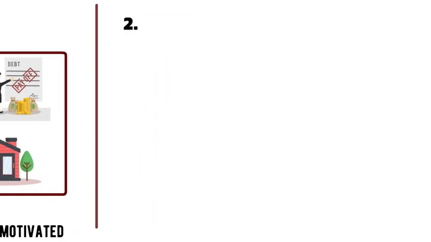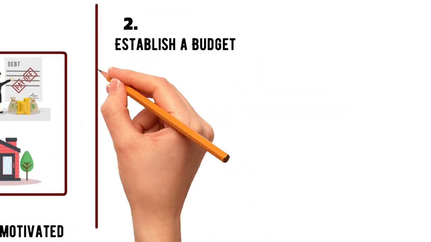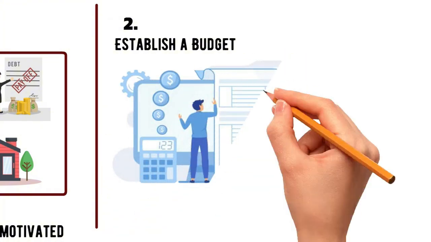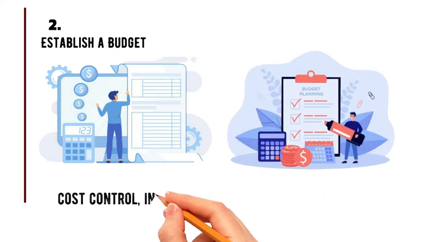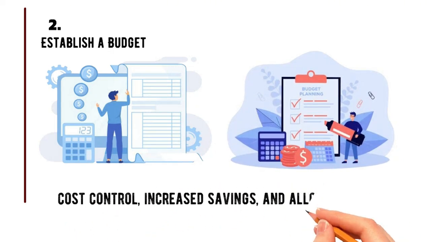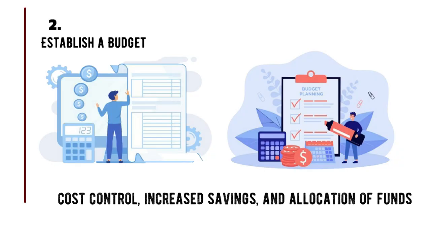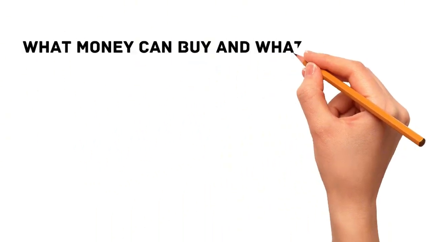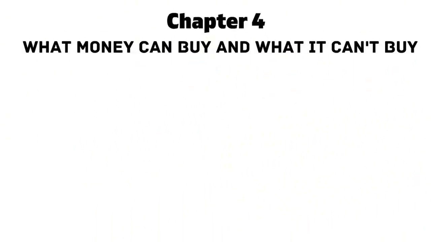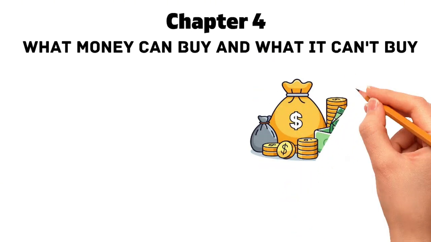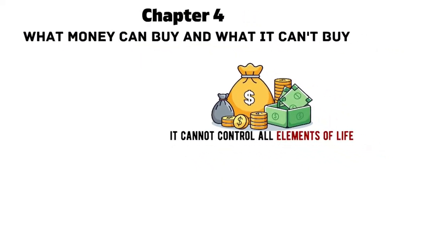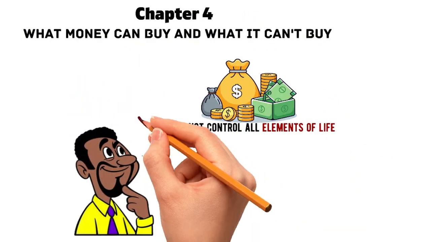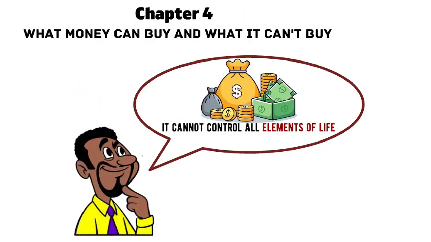Step 2, establish a budget. Monitor your earnings and outlays to comprehend where your funds are being spent. A budget aids in cost control, increased savings, and allocation of funds to your financial objectives. What money can buy and what it can't buy is the title of Chapter 4. Although money is a powerful tool, it cannot control or influence all elements of life. Recognizing these limits enables us to control expectations and recognize true value.